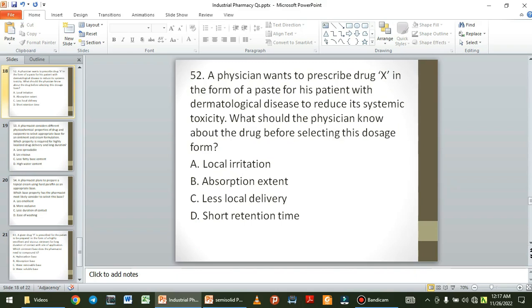A physician wanted to prescribe drug X in the form of paste for his patient with a dermatological disease, to reduce systemic toxicity. What should the physician know about the drug before selecting this dosage form?